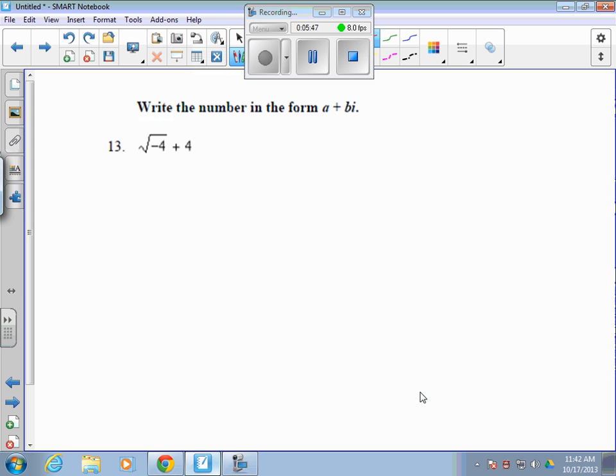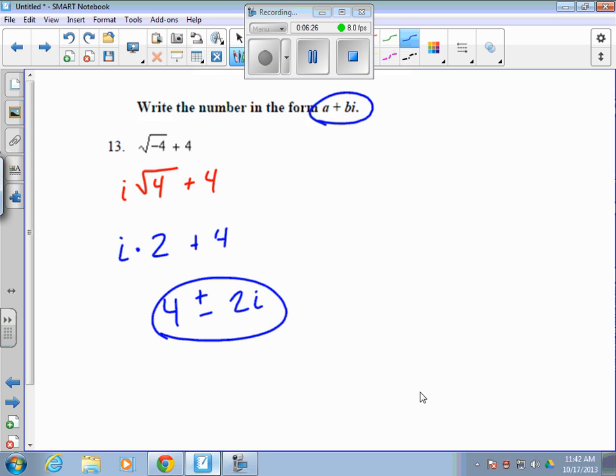Number 13, we're writing the number in the form a plus bi. We have the square root of negative 4 plus 4. Remember, to get rid of a negative under a radical, you take the square root of 4 and you multiply it by i. That pulls the negative out. So i times the square root of 4 plus 4. And we know that the square root of 4 is the number 2. So we have i times 2 plus 4, but it's actually plus or minus that. But we're writing it in the form a plus bi. So a's value is 4 plus or minus 2i.